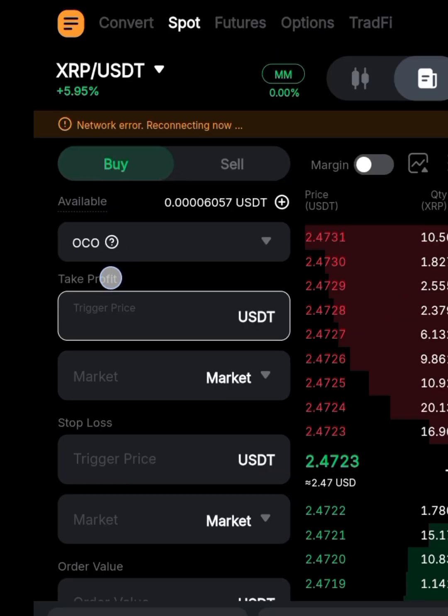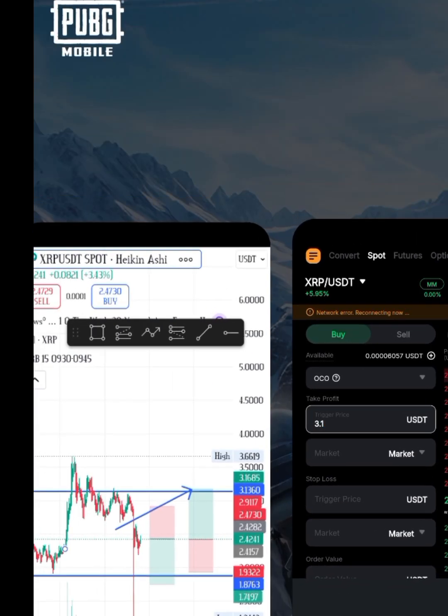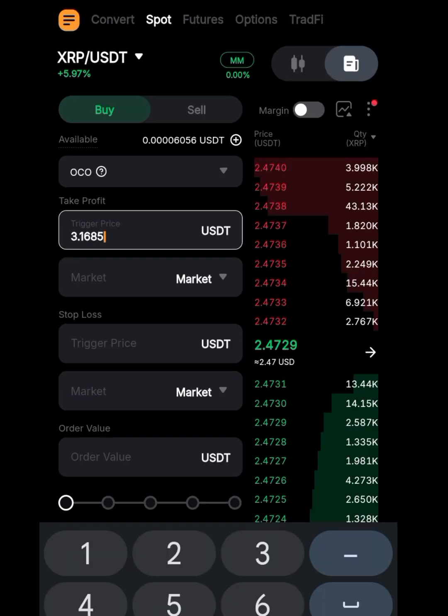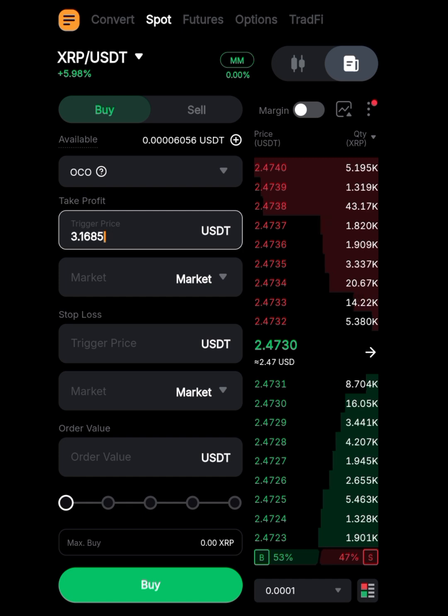So you put your take profit here, trigger price. You can see the trigger price on the top. You can see take profit. So you put your take profit at 3.1685. That will be our take profit.